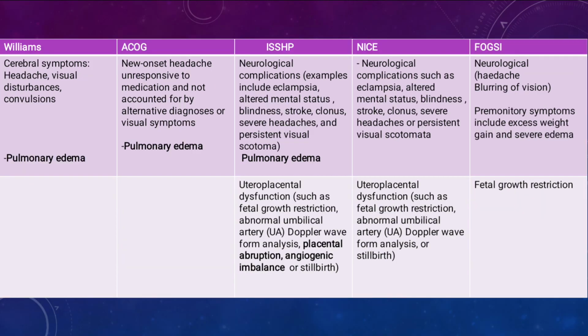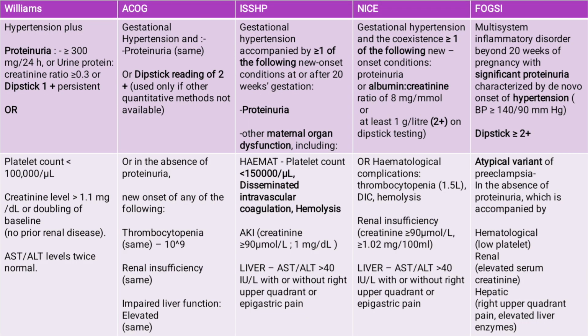Then cerebral symptoms: headache, visual disturbances, convulsion, and pulmonary edema. But the difference, as per ACOG, is that they take the dipstick reading as 2 plus, and the rest of the things are the same. And in gestational hypertension, the proteinuria criteria are also the same. And NICE and ISSHP take 2 plus proteinuria. Then platelet count in ISSHP is less than 1.5 lakh, but in Williams it is less than 1 lakh. ISSHP and NICE use 1.5 lakh, but here it is 1 lakh.